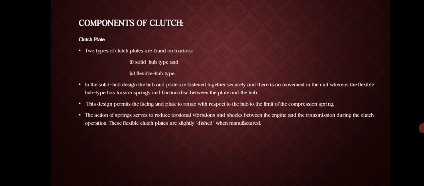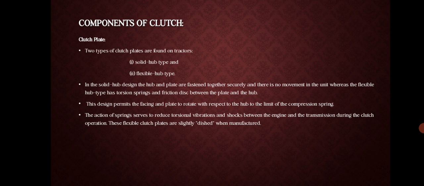Components of clutch. First, clutch plate. Two types of clutch plate are found on tractors: solid hub type and flexible hub type. In solid hub design, the hub and plate are fastened together securely and there is no movement in the unit, whereas the flexible hub type has torsion springs and friction disc between the plate and the hub.